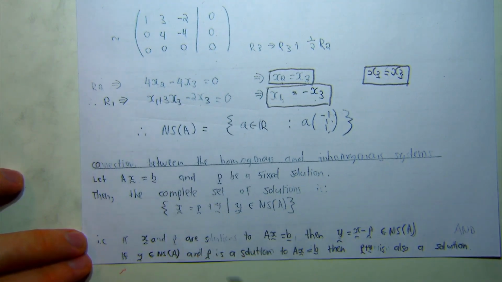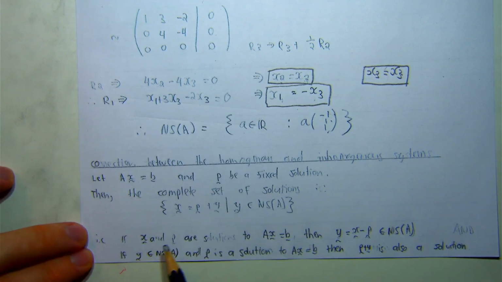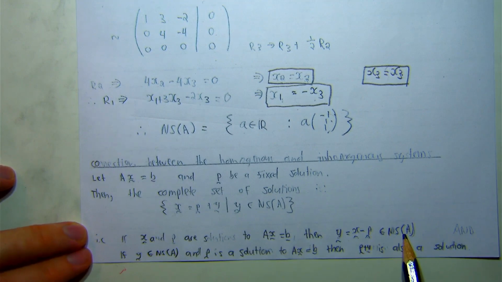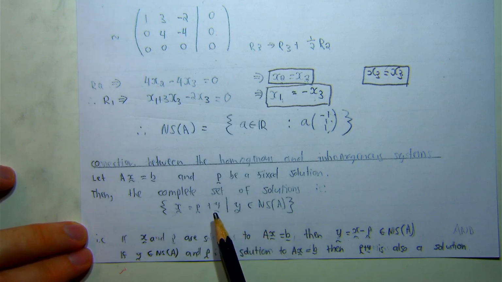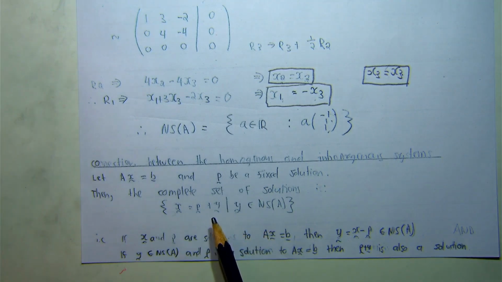And you can look at it with these two if statements here. So if X and P are solutions to AX equal B, then Y equal to X minus P is in the null space. So we can work out the null space by taking the difference of any two solutions. And then if Y is in the null space and P is a fixed solution to AX equal B, then P plus Y is also a solution. Okay, this is fairly easy to prove.